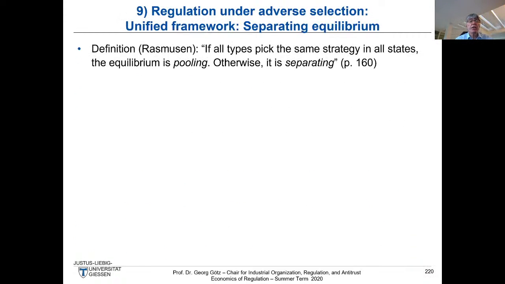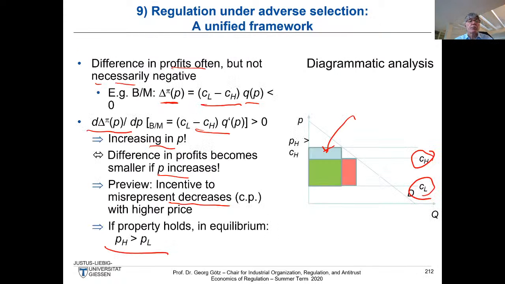Unfortunately, it's not always this easy. So, for instance, assume that we are in a Baron-Myerson world, and assume that in the Baron-Myerson world you just offer the full information outcome, the full information contract, that is price equal to marginal cost and transfer equal to fixed cost. Then the low type would simply have the incentive to cheat. Let me show you that again in terms of our diagrams here.